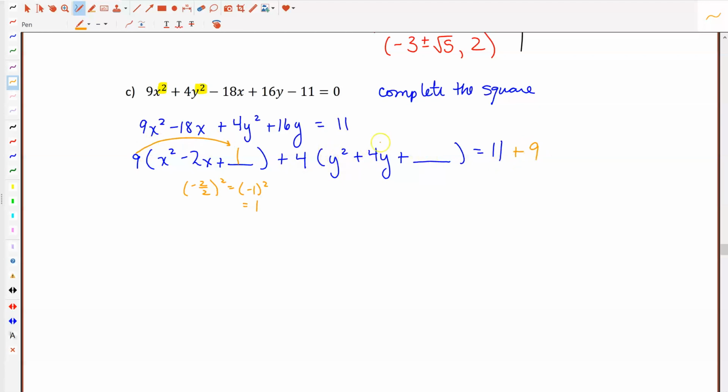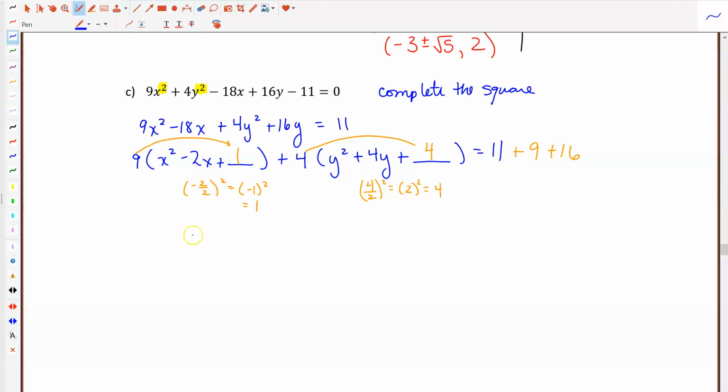Let's complete the square on the y variable. Again, take its middle term, divide it by 2, and square it. So I'm going to get 2 squared, which is 4. All right, so that goes in the blank. And then on that side, I really added 4 times 4, 16. So that's what I have to add to the other side.